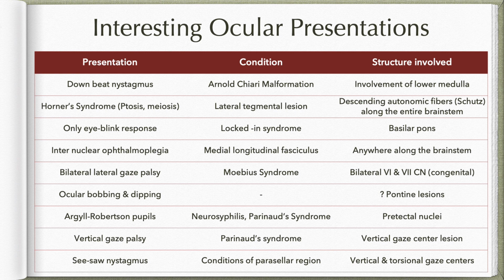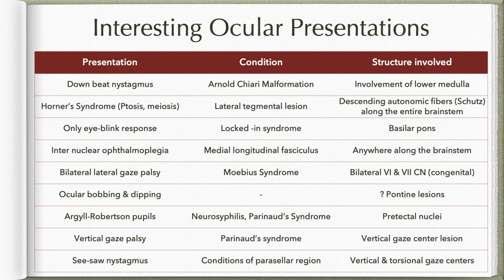Then there is a condition where we have bilateral lateral gaze palsy, as seen in Mobius syndrome. Here both sided 6th and 7th cranial nerves will be involved. It's a congenital syndrome. So the patient's eyes are adducted. He cannot abduct on either side, both eyes.